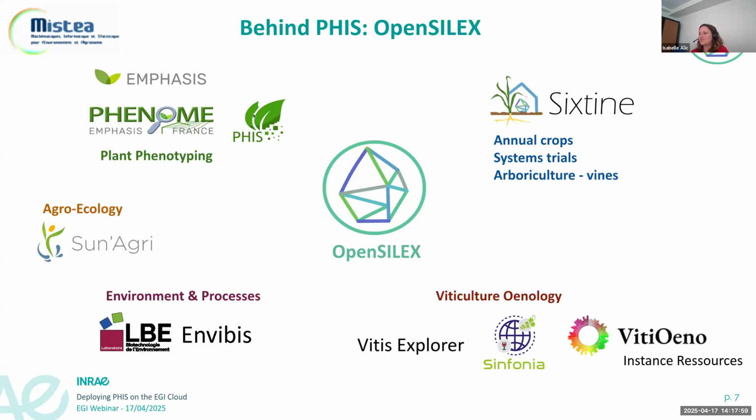So here, I'm here to talk to you about PHIS, which is dedicated to the plant phenotyping community. But we have other OpenSILEX labels, such as Symphonia, which is dedicated to wine, MVBIS, which is dedicated to environment and bioprocesses, Senagri, which is dedicated to agroecology, and 4P, which is used at INRAE in the experimental units dealing with annual crops, system trials, and arboriculture.